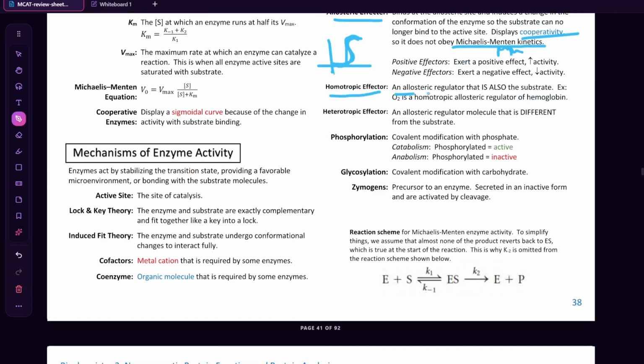And then a homotropic effector is an allosteric effector that is also a substrate. An example is that O2 is homotropic.